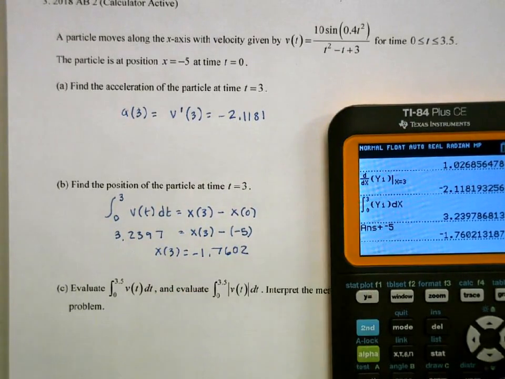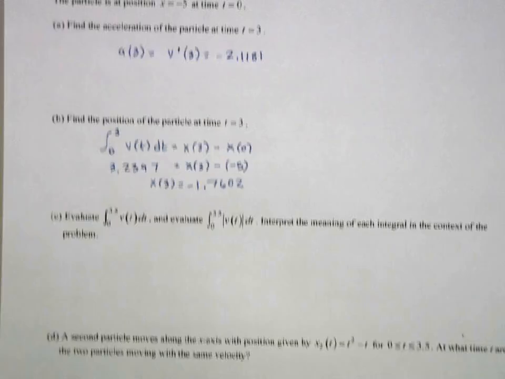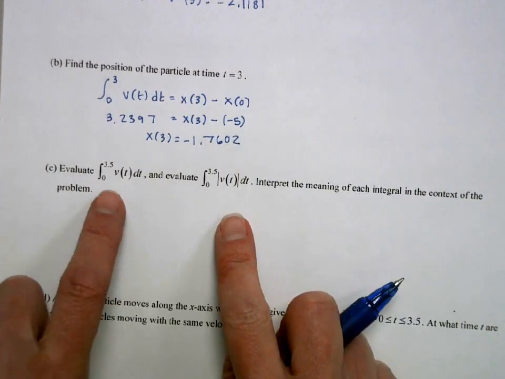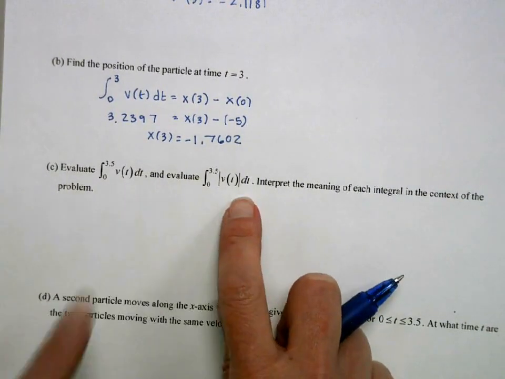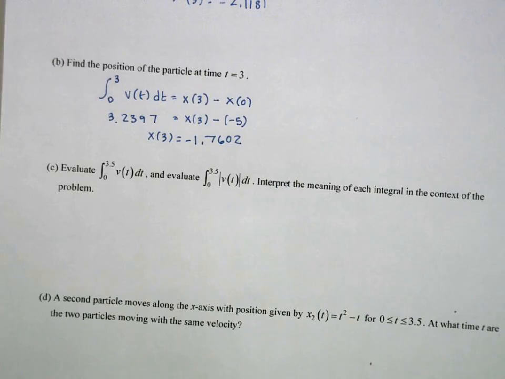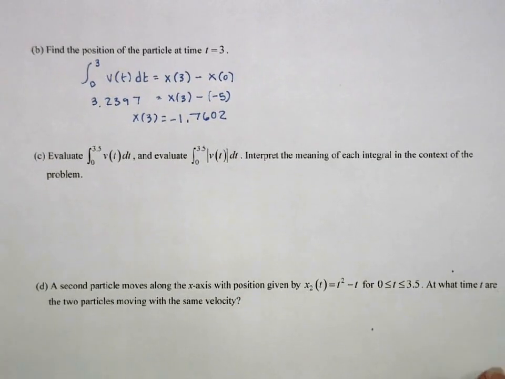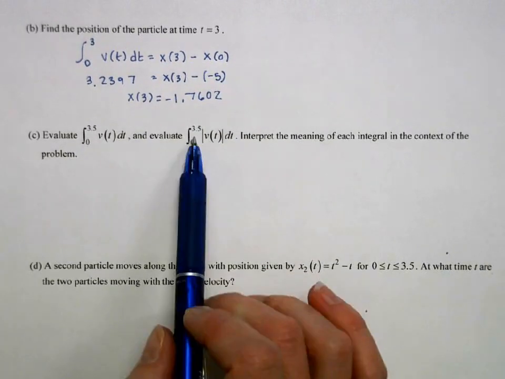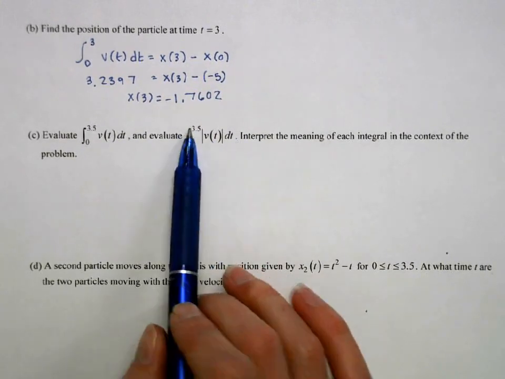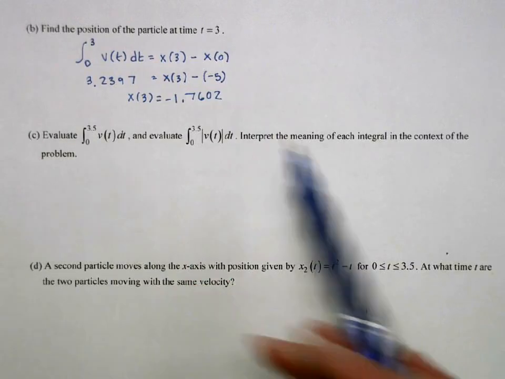Okay, we're going to evaluate the integral from 0 to 3.5 of v of t and the integral from 0 to 3.5 of the absolute value. So first I'm going to talk about the context, because we've already talked about this. This is going to give me my total distance traveled. This is going to give me my displacement. So I'm going to go ahead and do the first one.